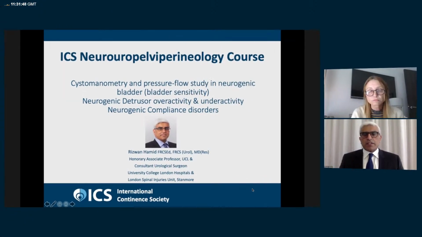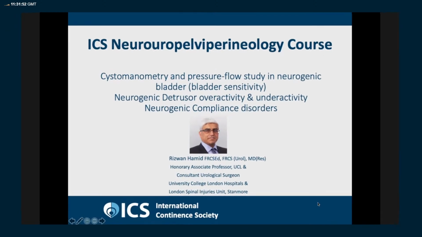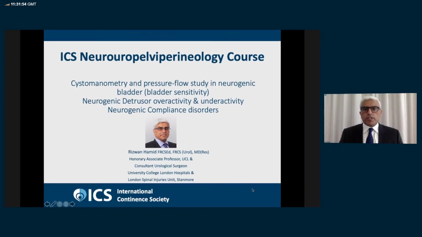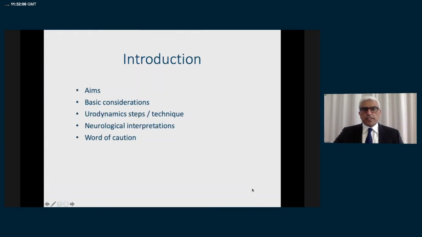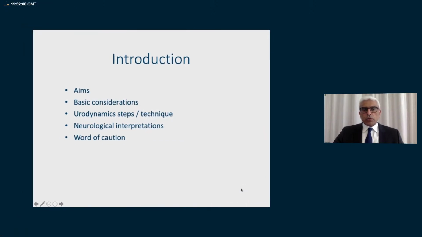So I'm going to start with the first presentation, which is cystometry and pressure flow studies. And this is specific to the neurogenic patients, both overactivity and underactivity. And in the end, I'll present some examples or cases. So I've divided my talk into these sections.